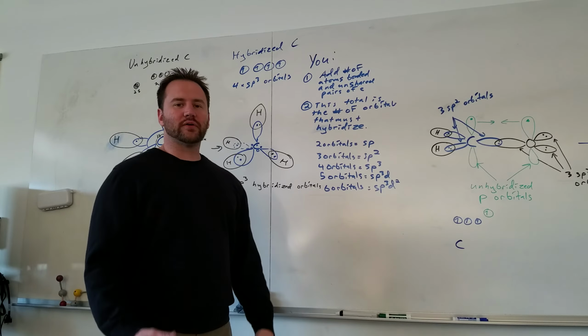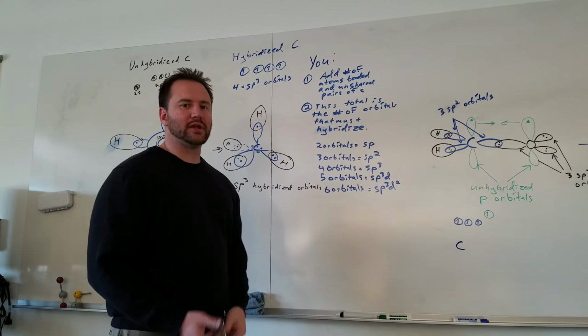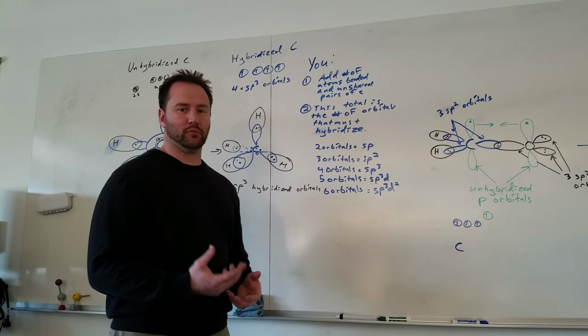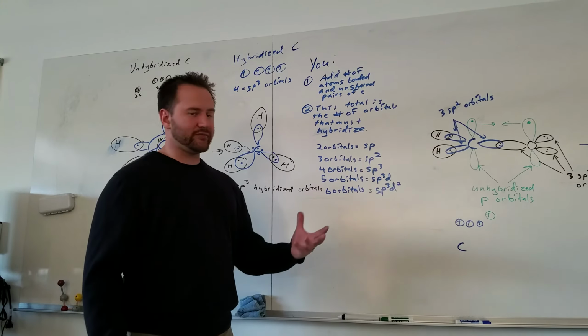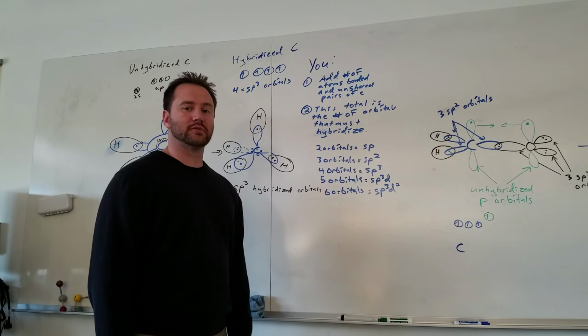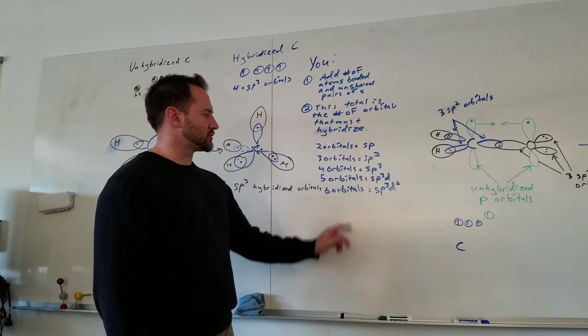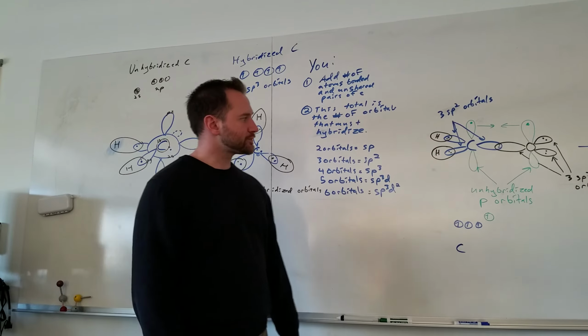And then if you have some elements in the 3rd period or below that have d subshells, sometimes they can have more than 4 bonds. So, like PF5 has 5 atoms bonded to it. That would have 5 orbitals that hybridize, so that would be sp3d hybridized, and then 6 orbitals would be sp3d2.